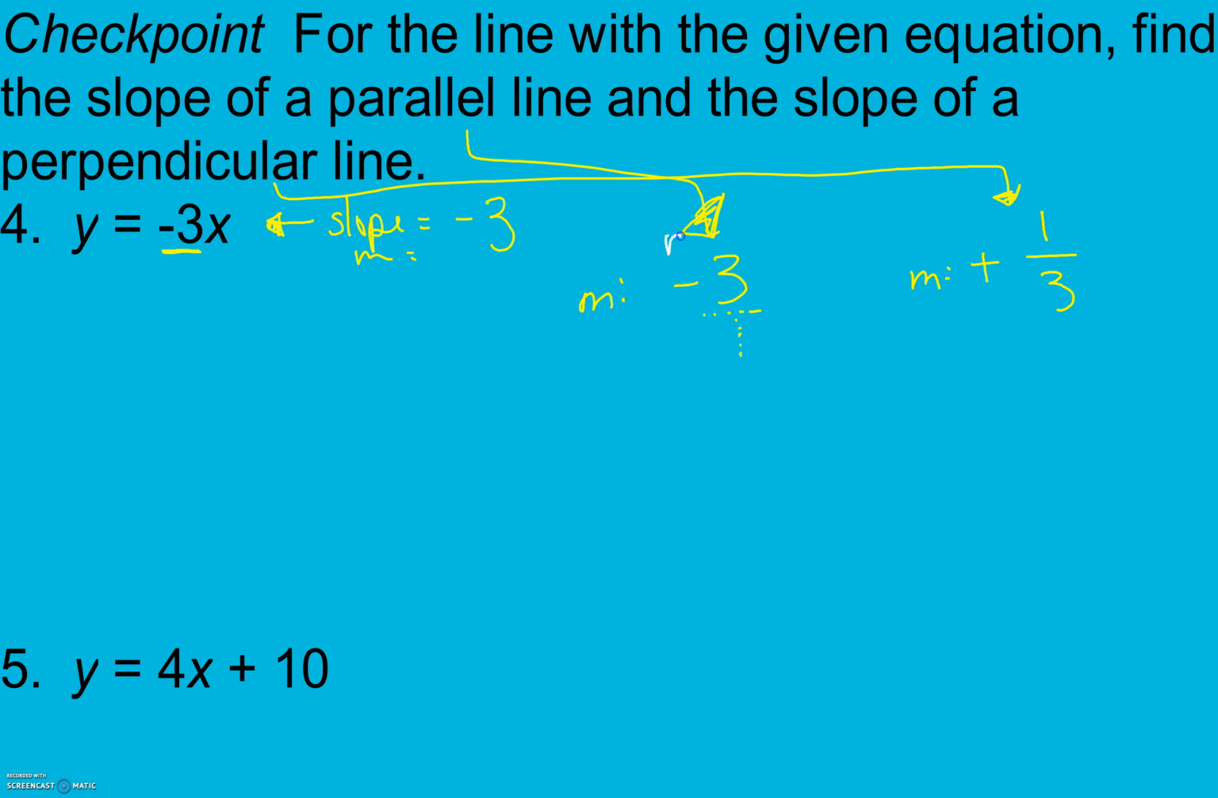Again, parallel lines have the same slope, and I can write that as over 1. Perpendicular lines have opposite, so it becomes positive, reciprocals.